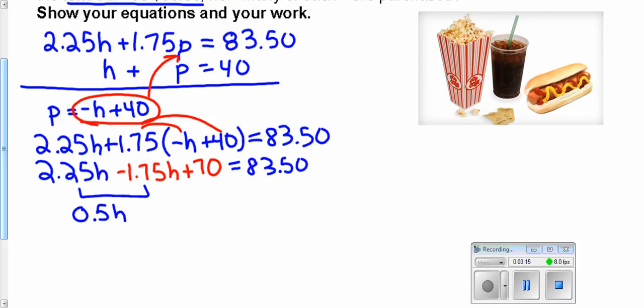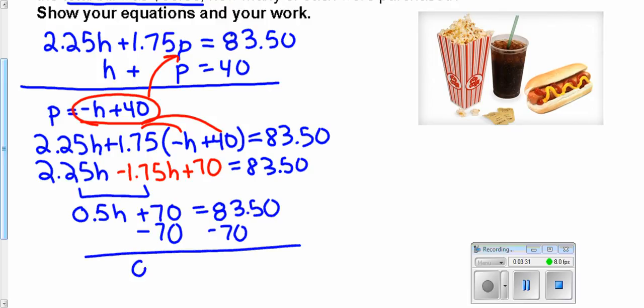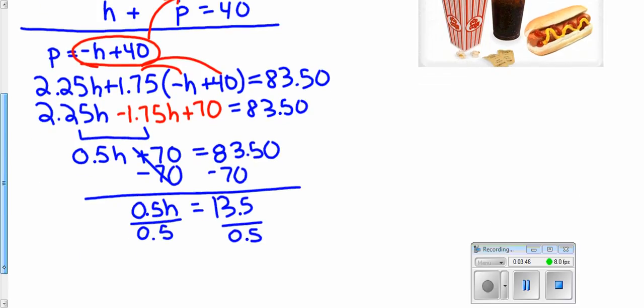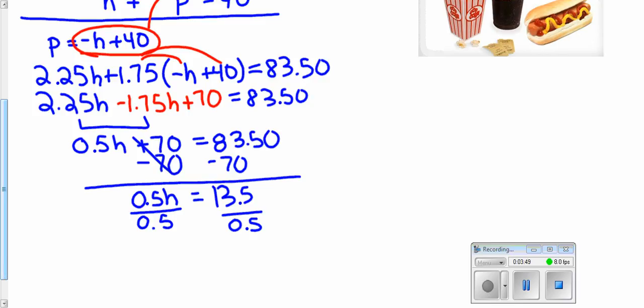So I'm going to take 0.5h, I bring everything else down, plus 70 equals $83.50. Then I'm solving for h, so I'm going to subtract 70 from both sides, and I get 1/2 h equals 13 5/10. Then in order to solve for h, I have to divide both sides by 5/10. Okay, so when I'm solving for h, I get 27, right?